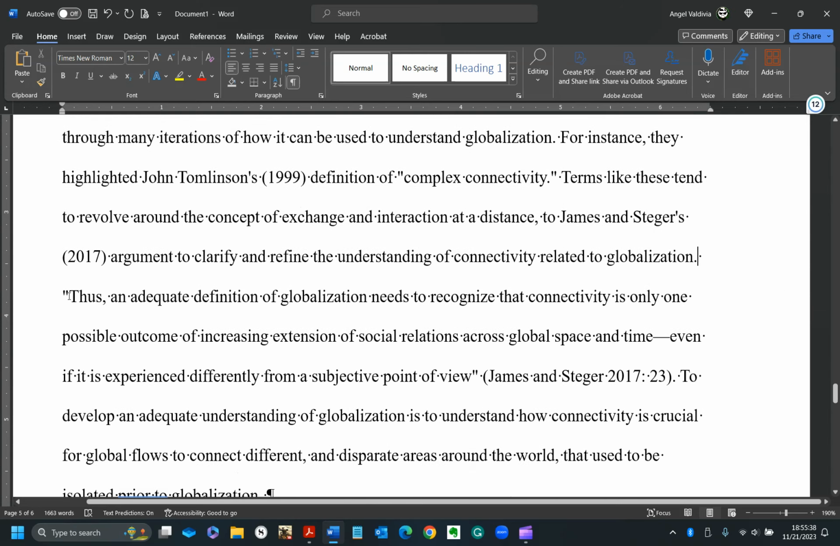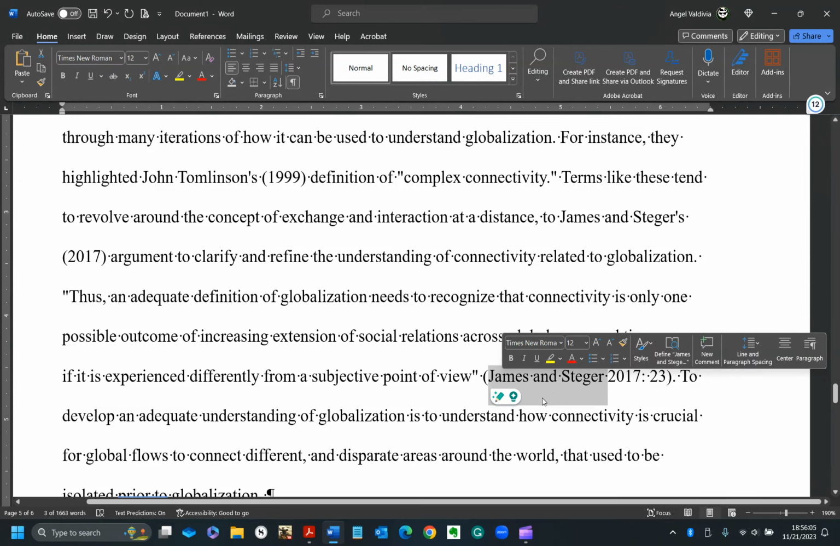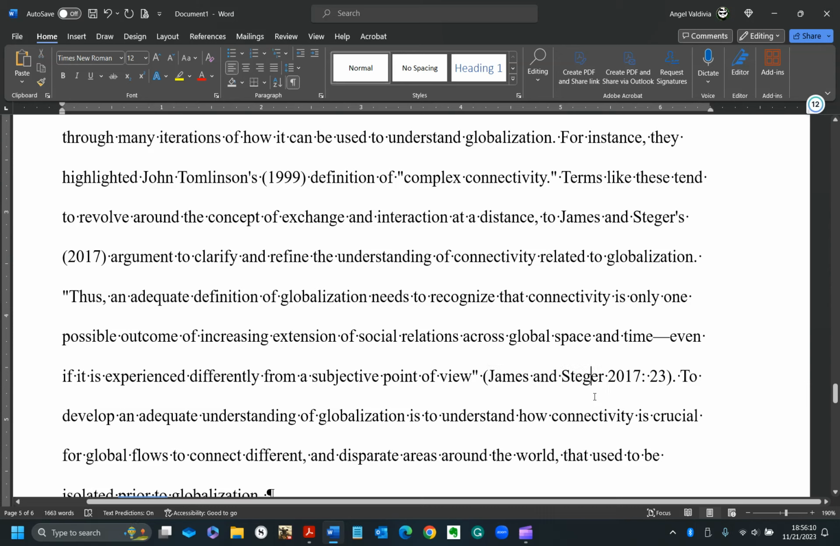Okay, and then this is the quote. "Thus, an adequate definition of globalization needs to recognize that connectivity is only one possible outcome of increasing extension of social relations across global space and time, even if it is experienced differently from a subjective point of view" (James and Steger, 2017, page 23). You'll notice that because I did not use their name at the beginning of the quote, I used it in the in-text citation. This is a proper way of how to quote.